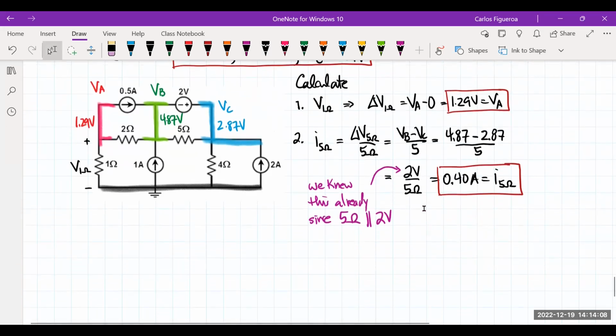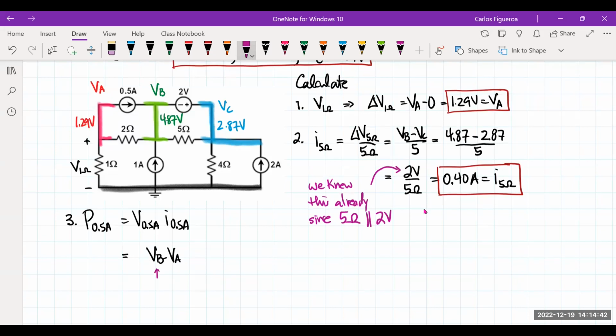So now the last thing that we want to calculate is the power of the 1/2 amp source. Of course, that has to be the voltage of the 1/2 amp source times the current of the 1/2 amp source. So now let's look at the 1/2 amp. Look what's happening. When you look at this guy, where is it going from? There's the high, which is VB, so this has to be VB minus VA. Once again, that's the high, that's the low.